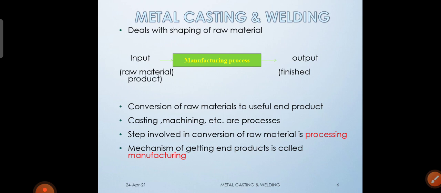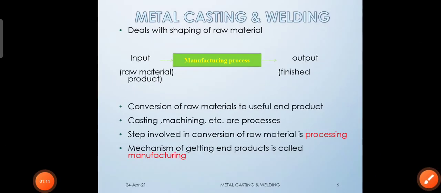So basically, as I said in the earlier class, manufacturing. What is manufacturing? Manufacturing is a process where a raw material is converted into a finished product or finished goods. To convert a raw material into finished goods, we go through various processes. Those processes may be a casting process, a forming process, a machining process, or a welding process. By using all these processes, we can manufacture a product.